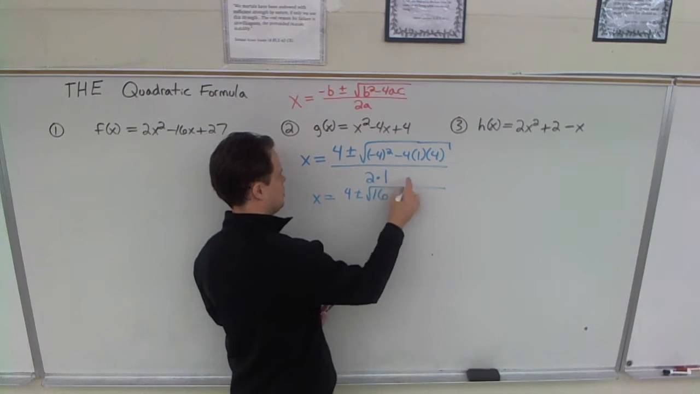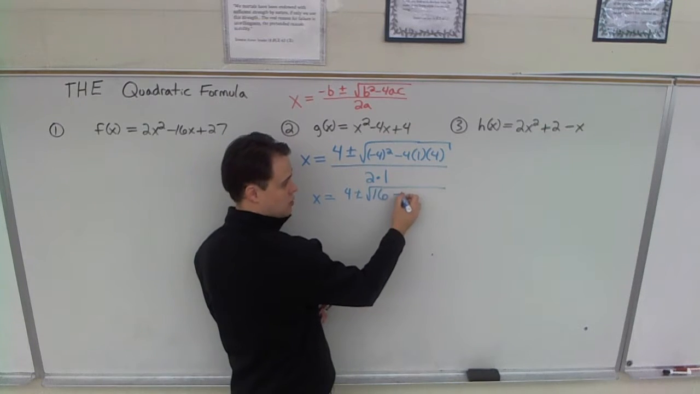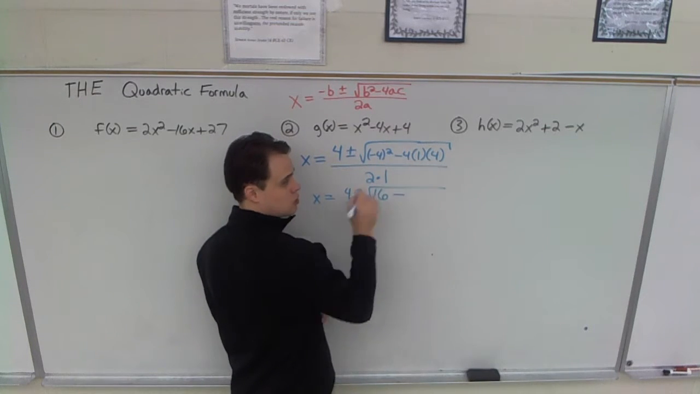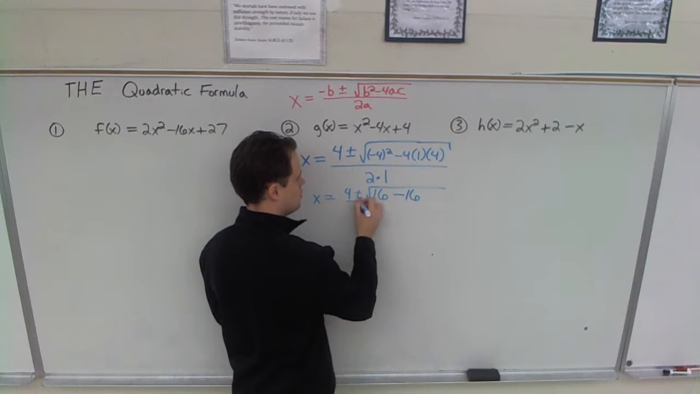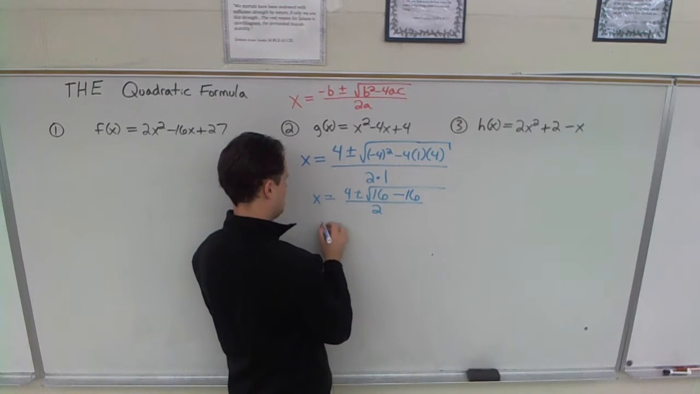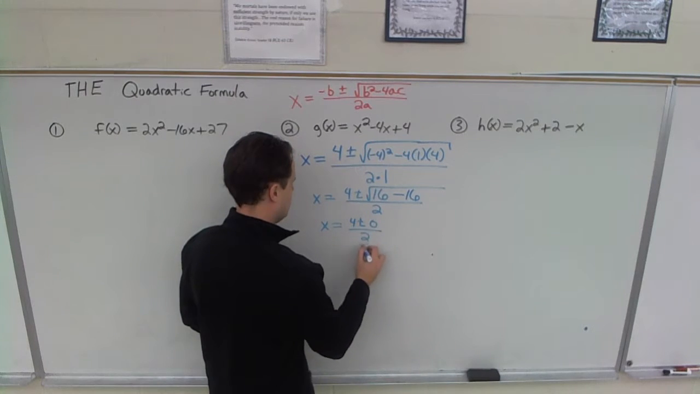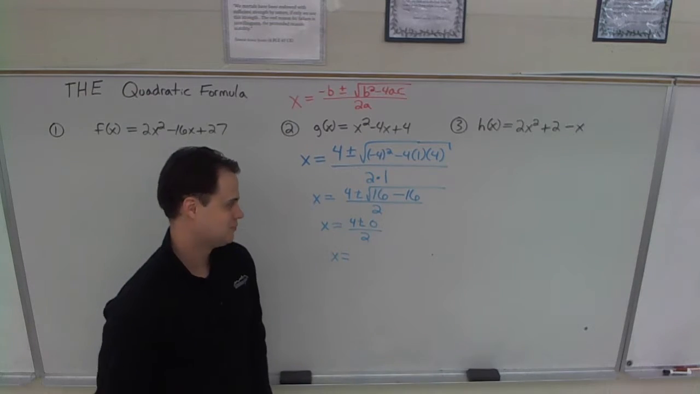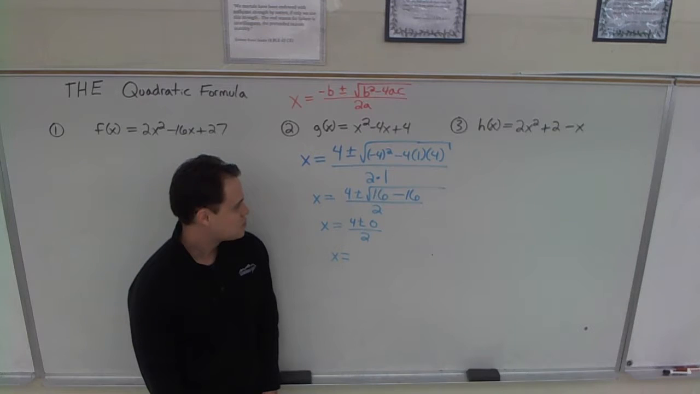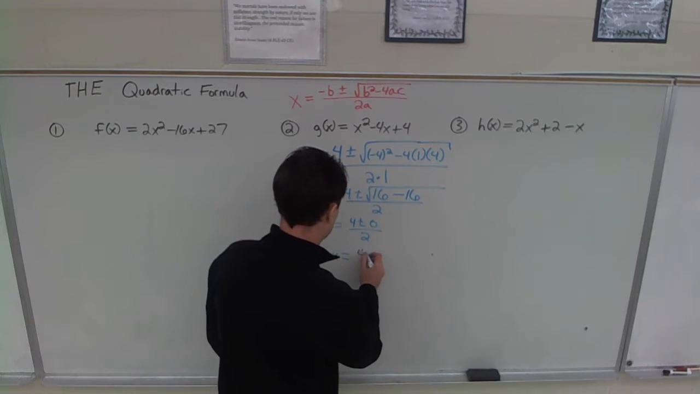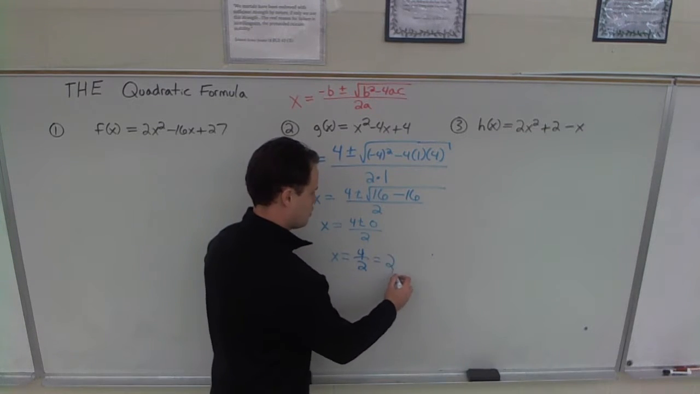So we've got 16. 1 minus is minus 4 times 4 is 16. What's 16 minus 16? 0. Okay, so 4 plus or minus nothing is nothing, right? So it's just going to be 4 over 2, which is 2.